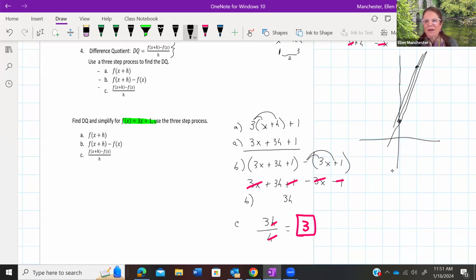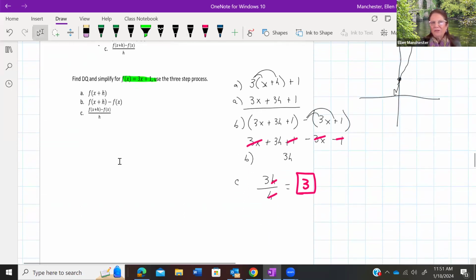My straight lines are not very good. Okay. So what that means is that anywhere on my graph, my slope is 3. Doesn't matter. It's 3 throughout that entire line. Okay. So that's easy to find, right? And the process is easy to do.